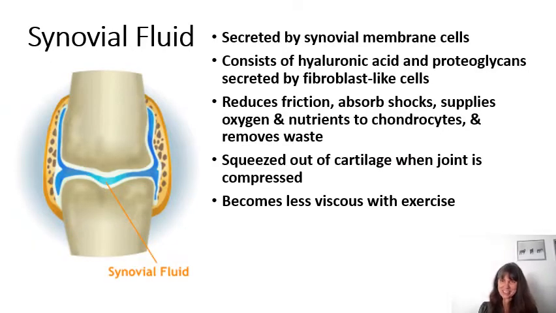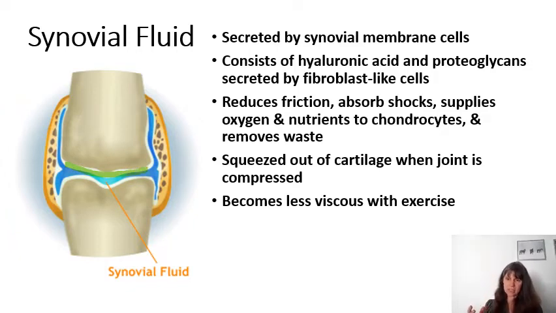As we mentioned previously, the cells within the synovial membrane produce and secrete synovial fluid. This fluid consists of hyaluronic acid and proteoglycans that are secreted by fibroblast-like cells. This fluid reduces friction and absorbs shock. The synovial fluid also helps to supply the chondrocytes in the articular cartilage with oxygen and nutrients and helps to get rid of or remove carbon dioxide and waste.